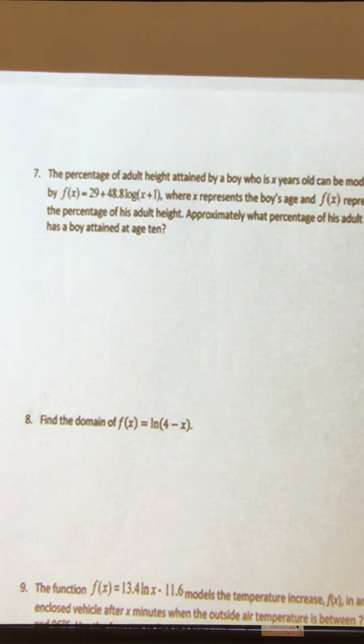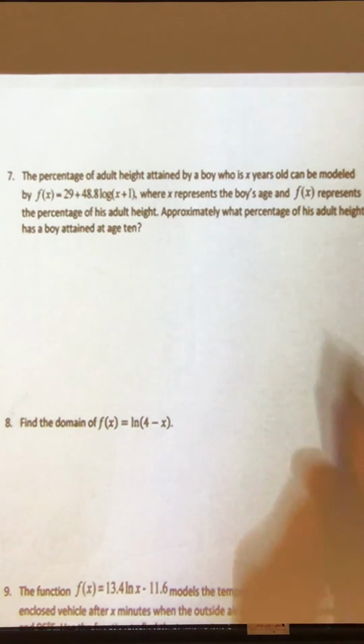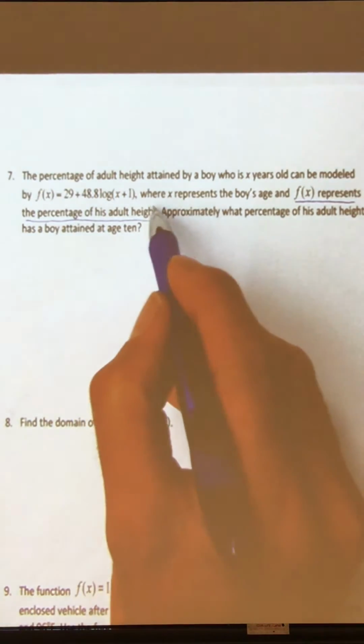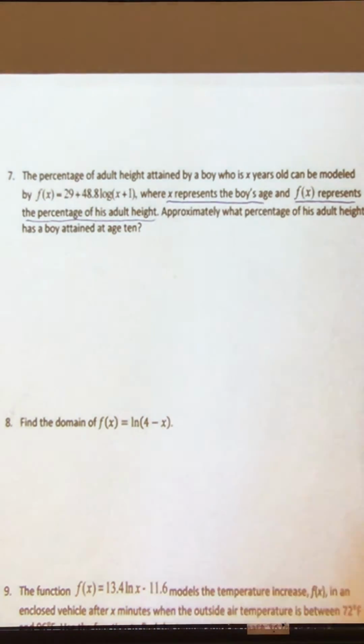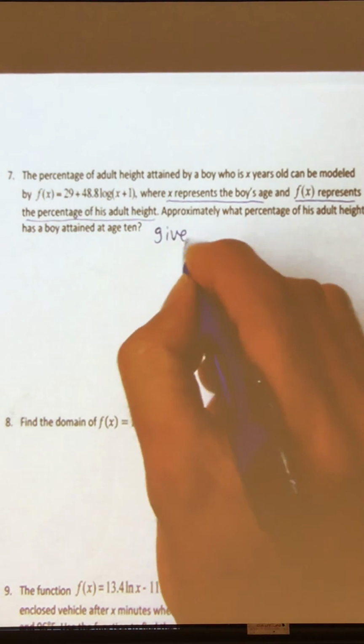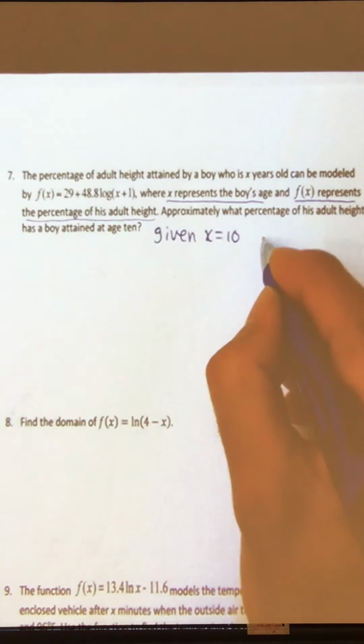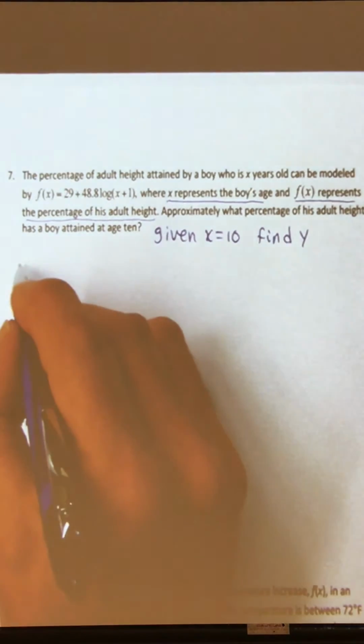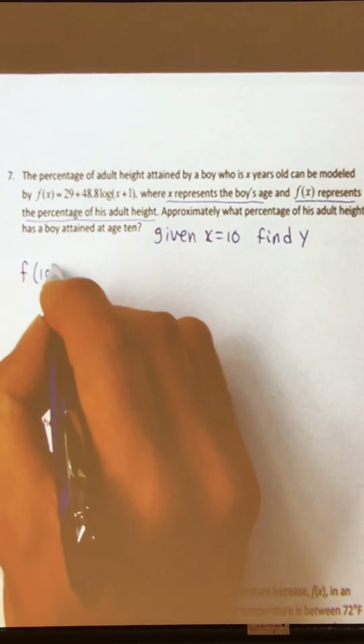Here we're given an application problem where the logarithmic function represents the percentage of a boy's adult height, and the variable x represents the age of the boy. We're asked to find approximately what percent, that's f of x, of his adult height the boy has attained at age 10. So in other words, we are given the x value of 10 and asked to find the y value. So this is direct substitution. To find the y value, we take f of 10.